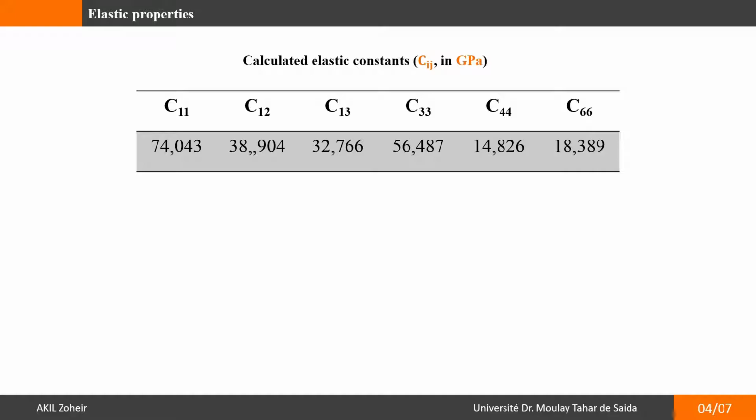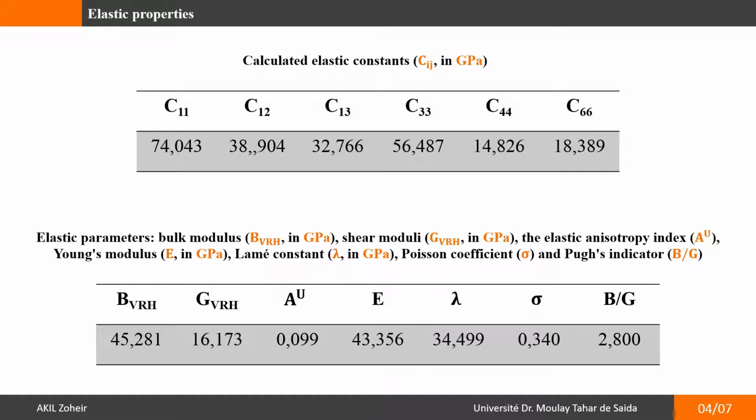We see that C11 is greater than C33, implying that the bonding strength along the 100 and 010 directions is stronger than that of the bonding along the 001 direction. C66 is greater than C44, suggesting that the 100-010 shear is more difficult than the 100-001 shear. The second table summarizes the elastic parameters calculated.